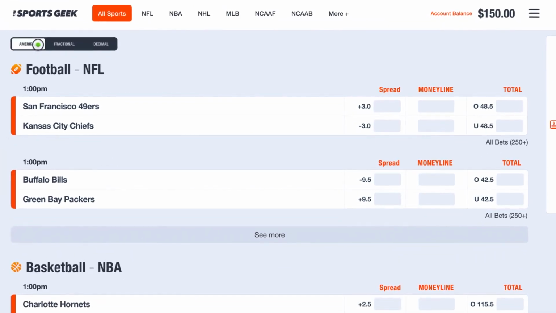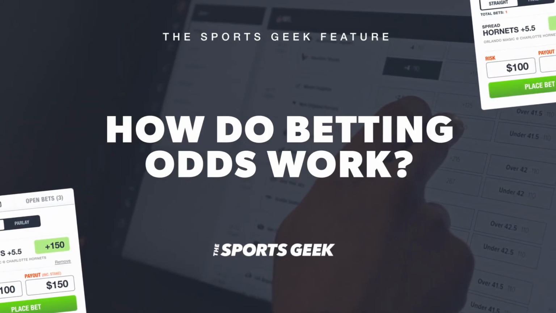Welcome to our crash course on betting odds. Knowing how betting odds work is crucial for making good decisions for experts and new players. So buckle up and let's look at how betting odds work.